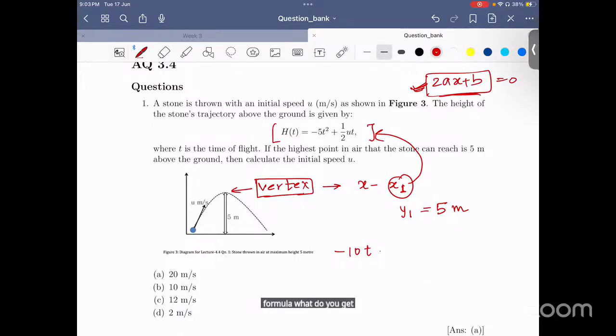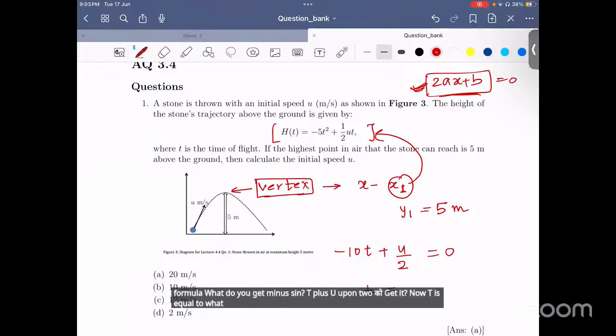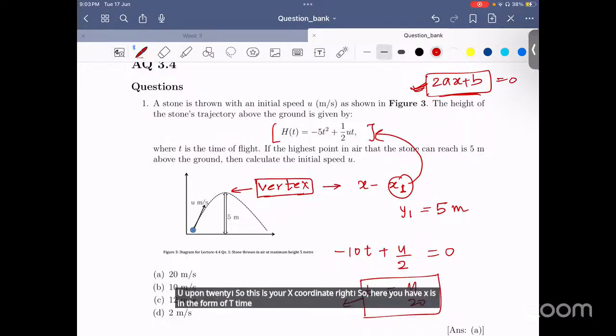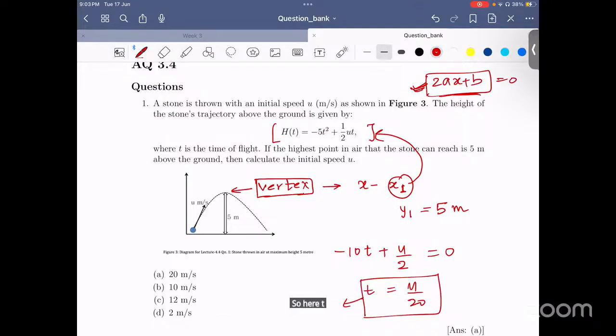Minus 10t plus u upon 2 equals 0. This is what you will get. Correct? Now, t is equal to what? u upon 20. So this is your x coordinate, right? Here x is in the form of t, time, right? So the t that you are getting is u upon 20. At this point you are getting the maxima.